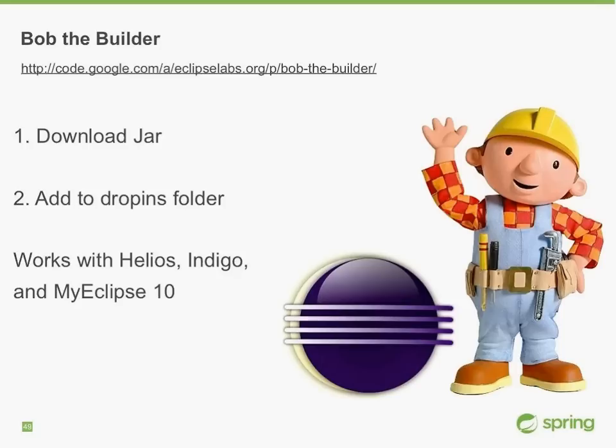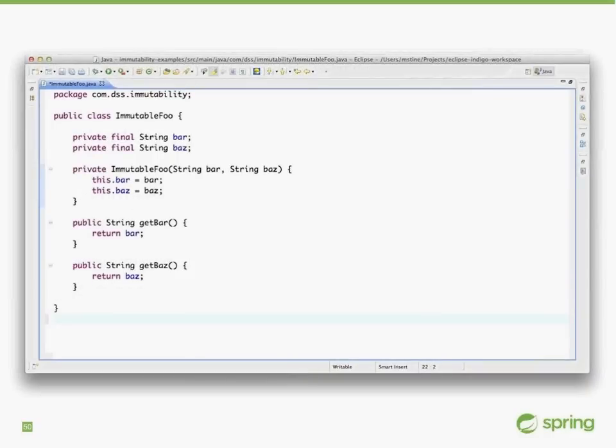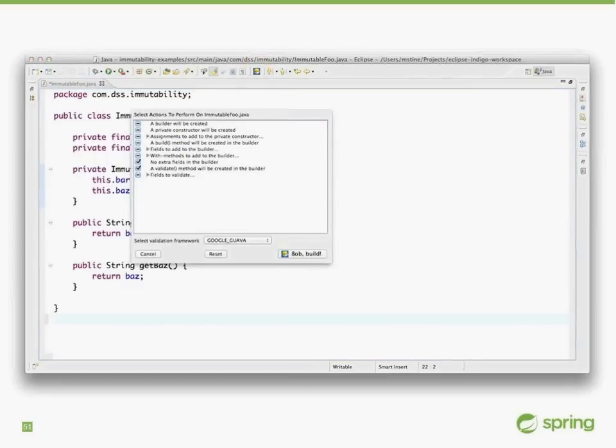So Bob the Builder is simply a drop-in. You pull the jar, drop it into your drop-ins folder, and it's going to add an icon to your toolbar in Eclipse. So here is the mutable Foo before we actually add the builder to it. And so we're going to click on Bob's head there, and that's going to give us a dialog. And in that dialog is a list of all the actions that the plugin wants to take in order to create the builder class for immutable Foo.